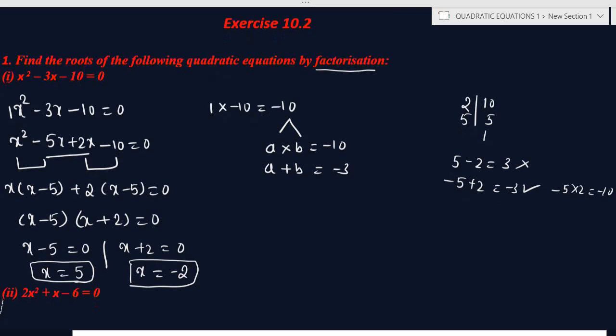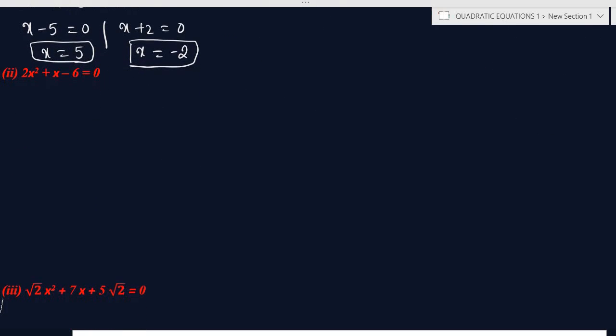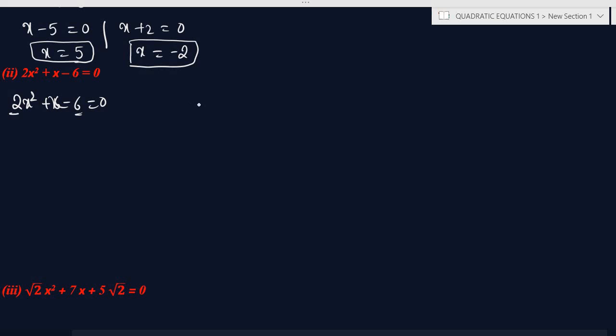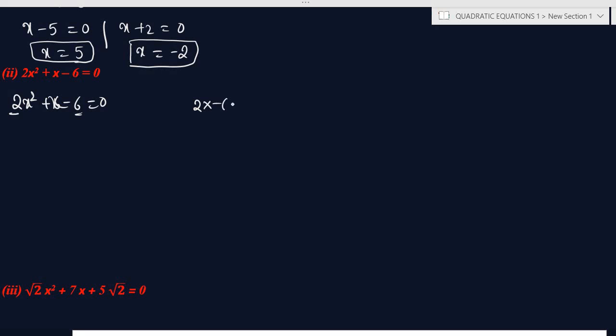Let us go for the second question now. 2x square plus x minus 6 is equal to 0. Here the coefficient of x square is 2, and the constant is minus 6. When we multiply 2 into minus 6, how much is it? Minus 12. I need to divide it into two numbers a and b. When we multiply, we should get minus 12, and when we add them, we should get plus 1. Here plus 1 is there, right?